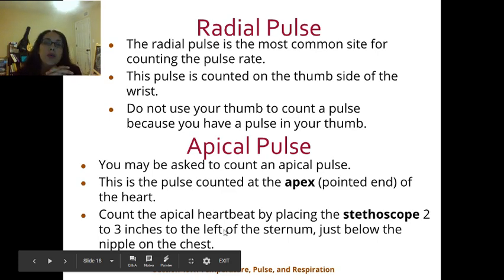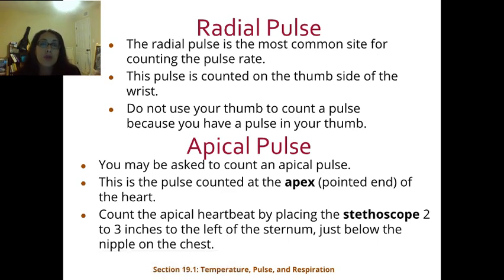Okay, so your radial pulse is the most common site for counting the pulse rate. This pulse is counted on the thumb side of the wrist. Do not use your thumb to count a pulse because you have a pulse in your thumb. Got it? Let me repeat that. Do not use your thumb. That's a no-no. Use your fingertips, your pointing finger and middle finger, lightly to feel it. Do not use your thumb.